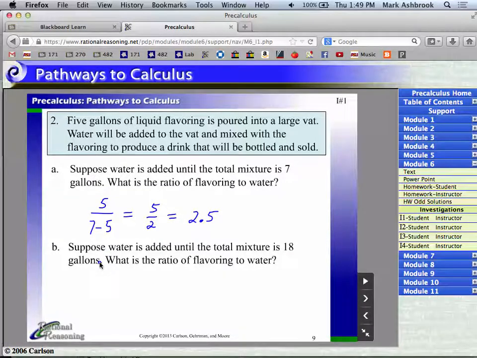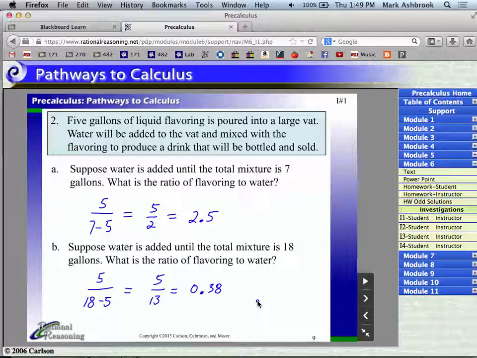Talk me through it. I did 5 over 13. Where did the 13 come from? I subtracted 5 from it. So the 5 is the amount of syrup, and the bottom is water. So we got 5 to 13, and we get, is it 0.38? About 0.38? So what does the number 0.38 mean?